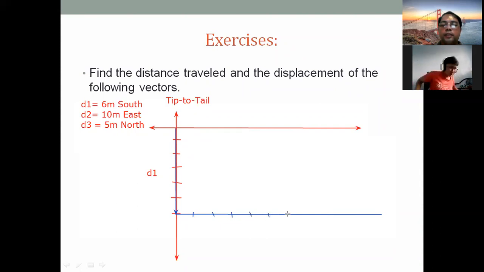5, this is 6, 7, 8, 9, and then maybe 10. That's our 10 segments, going to the right. So let us label it with a red color. This is our D2. We will erase the blue line so we will only see the red one. So this is D2, and then we go north, 5 segments. We move up.